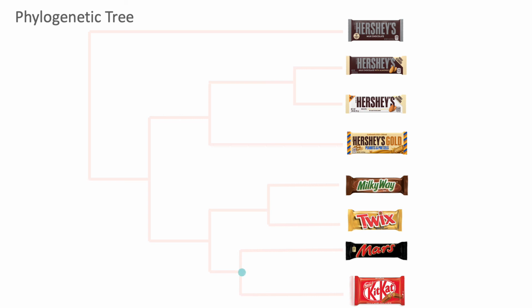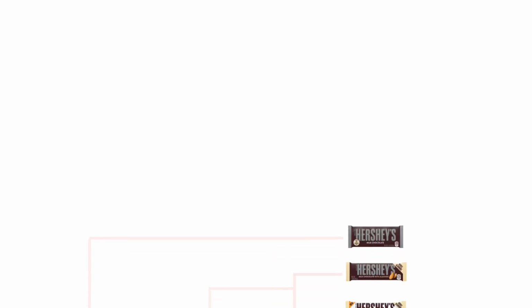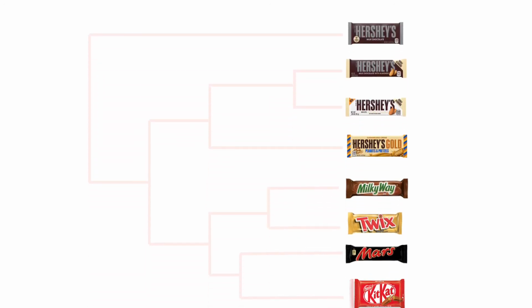Finally, the last node represents the common ancestor between the Mars bars which do not contain a wafer and the Kit Kat bars which do have a wafer. This has been a presentation of the phylogenetic candy tree.